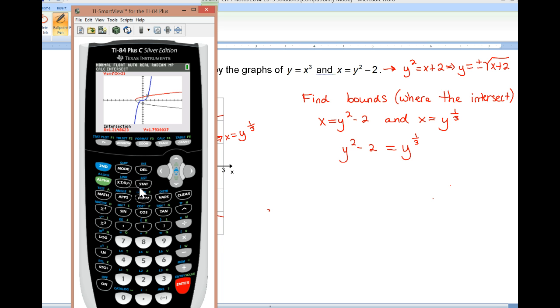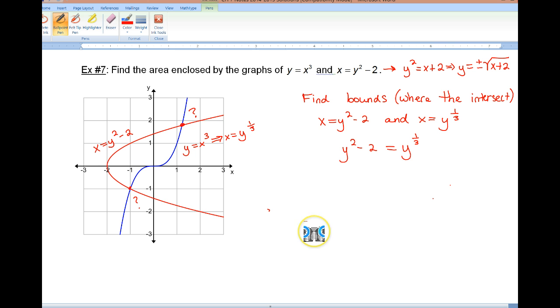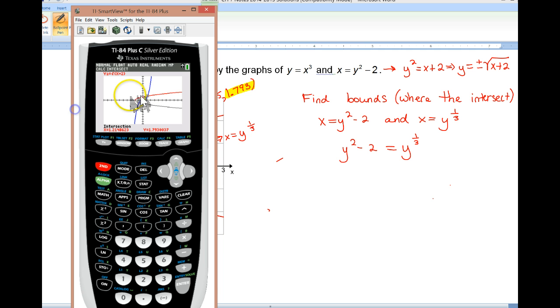And we get what for the intersection? 1.215 and 1.793. So we want the 1.793 because it's the y coordinate. I'll write it out as coordinates so you can see. This is 1.215, comma, 1.793. We want that one. Now we want to find the other intersection point.